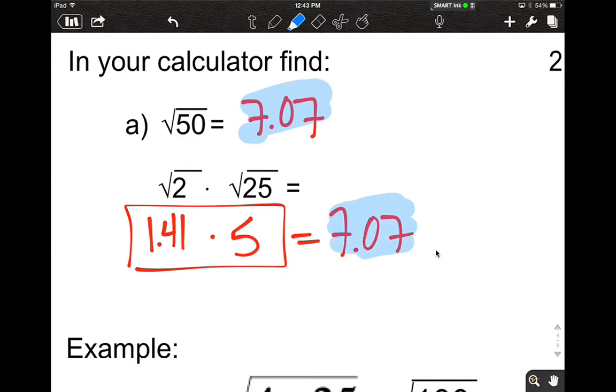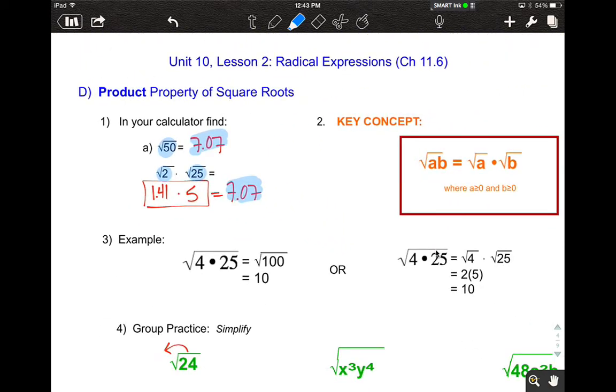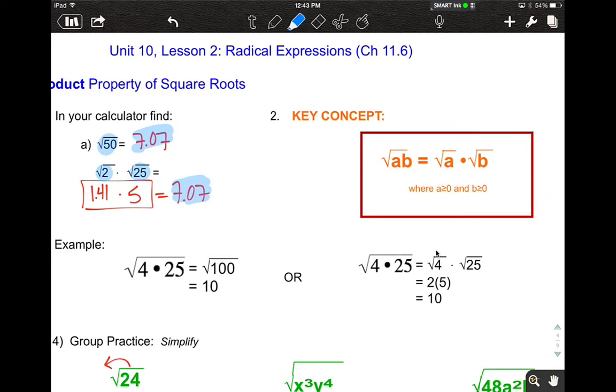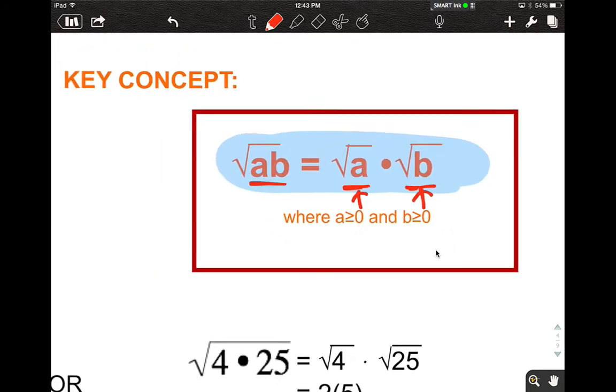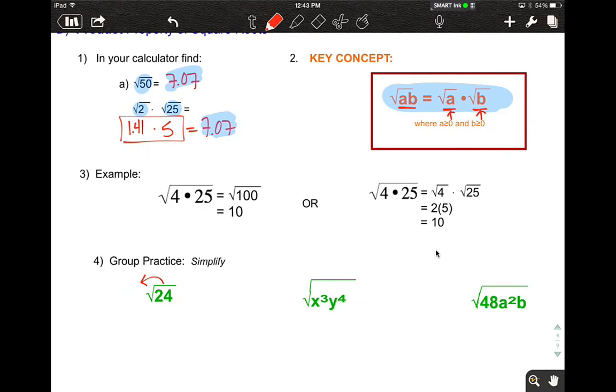The square root of 50 is the same as the square root of 2 times the square root of 25. Isn't 50 the possibility of breaking that up into 2 times 25? So I can break up the factors that are inside my square root symbol. Okay, the square root of a times b is the same as if I were to first find the square root of a, then find the square root of b, and multiply the answers. Or I could simply multiply a times b first, and then take the square root. Okay, so we're going to use that to our advantage to simplify here.